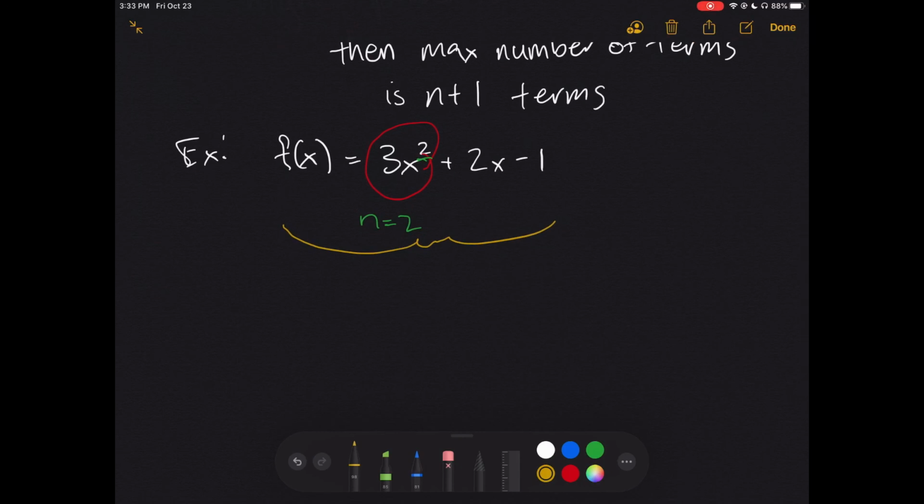That's not to say that I couldn't have more terms, but that is to say that if I have more terms, I can simplify and combine like terms and get down to a maximum of n plus 1 terms. I could potentially have less if I didn't have a constant, or if I didn't have an x term or something of that nature. But the maximum number of terms I'll have is that highest power plus 1. Right, so any quadratic, any x squared, will have a maximum of 3 terms potentially.